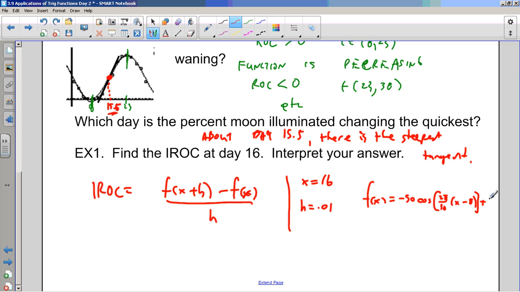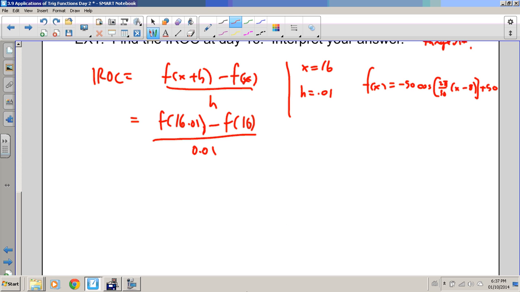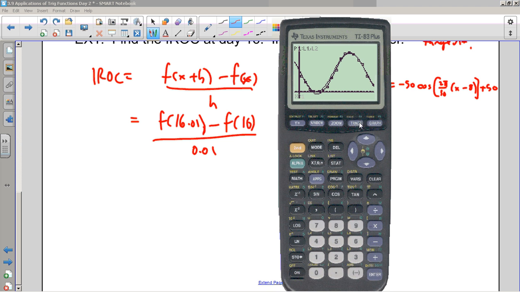But what we'd have to do is put in f at 16.01 and f at 16, over 0.01, and we'd have to put this in twice. And it's not really much fun, is it? Except if we have a calculator, a great calculator like this one. Watch the magic here. Trace.